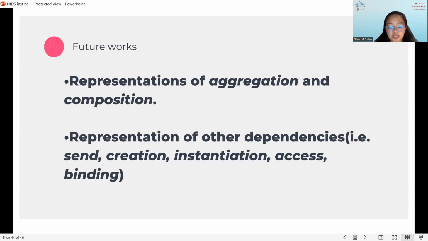And then for future works, further work needs to be done in representing aggregation and composition. The call sign, creation, instantiation, and access and bind dependencies also have to be added into the RDLT. Furthermore, algorithms for vertex deletion that enact the behavior of dependencies should also be developed.